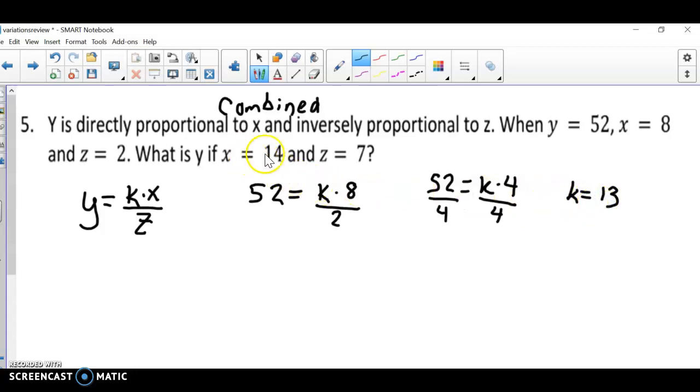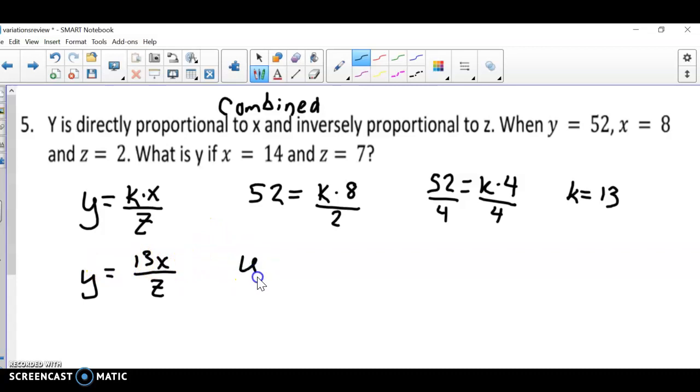13. So now I can plug this k back into my equation, and my variation equation is now going to be y equals 13x over z. I just plugged in 13 for my k. And my last step is I need to find a new y if our new x is 14 and our new z is 7. So I'm just going to keep plugging in.